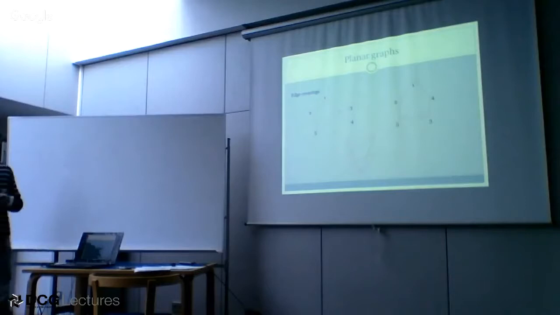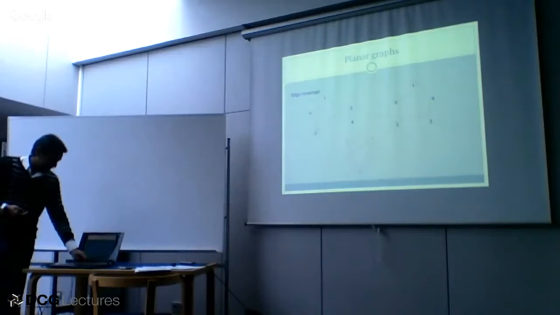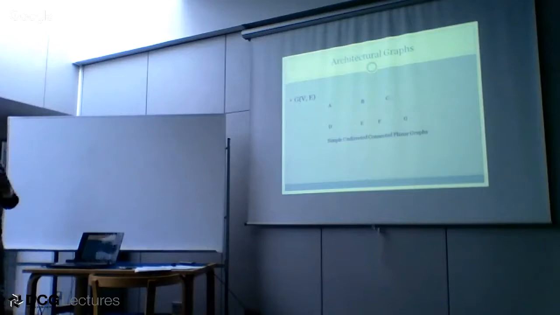Like the last graph, we call it a complete graph K5. You can try the way you want, but it is non-planar. You won't be able to draw it without any edge crossing. So some graphs are planar, some are non-planar. Okay, we'll talk about it. So this is what I'm talking about: simple, undirected, connected, planar graphs.